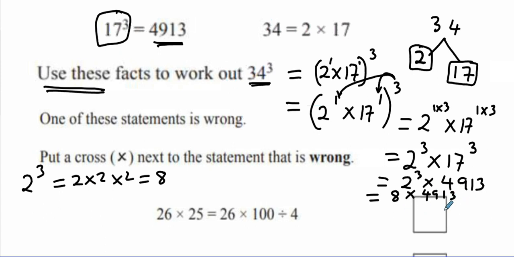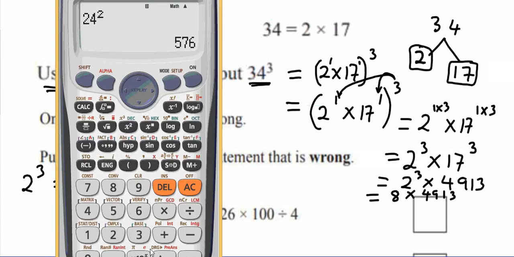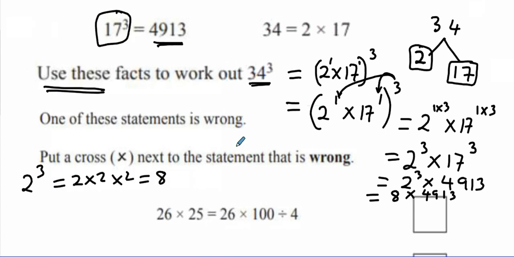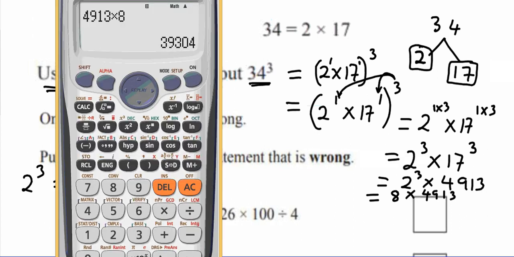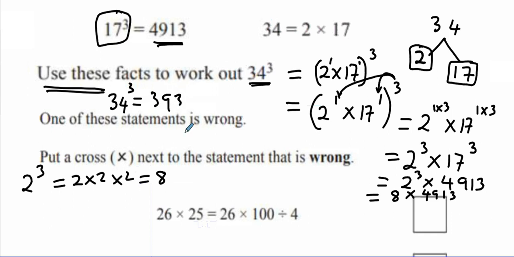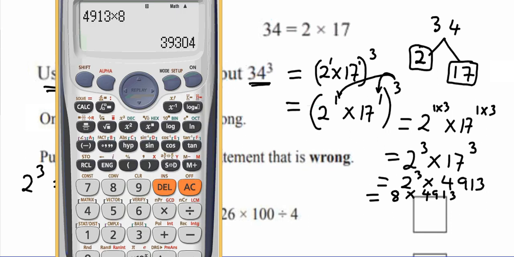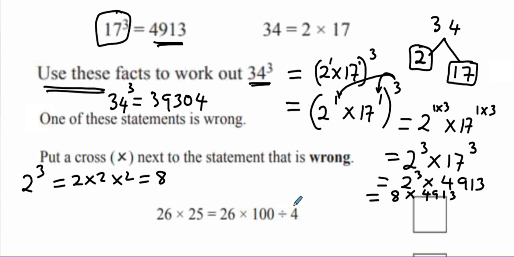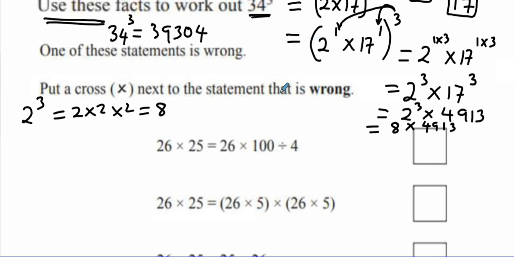Now to multiply that, to save time, we can use a calculator. 4913 multiplied by 8. So the answer is 39,304. So the answer here for 34 to the power of 3 is 39,304. Okay, I hope that helps. Then let us continue with the next question.